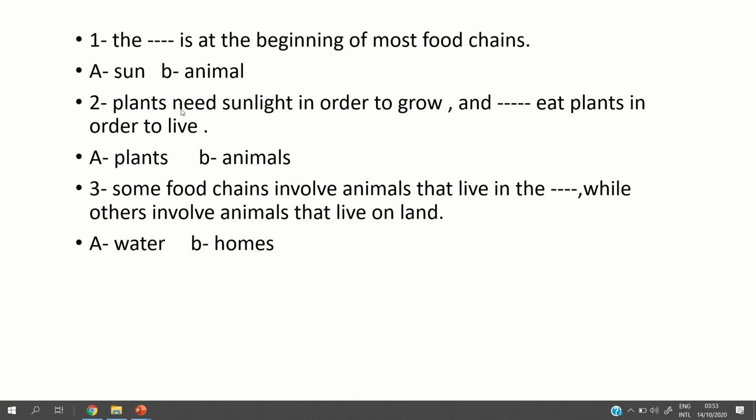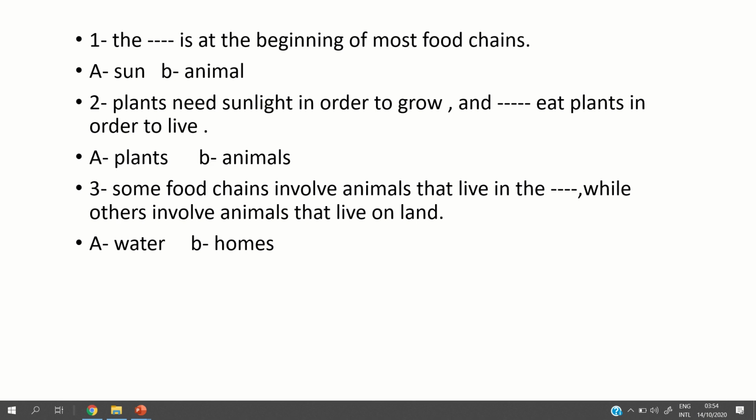Okay, look at number 2. Plants need sunlight in order to grow. And when they grow, who can eat the plant in order to live? When the plant grows, which one will eat the plant in order to live? Another plant can eat the plant, or the animals? Super great, too. The animals can eat the plants. So the sunlight helps the plant to grow, and the animals can eat this plant.